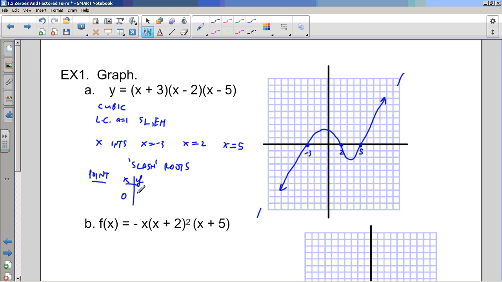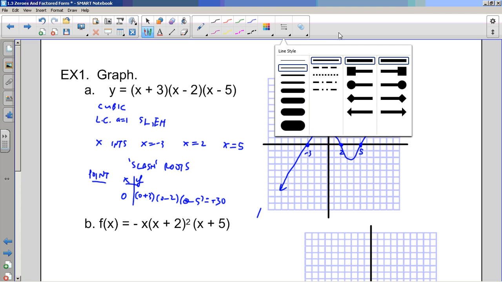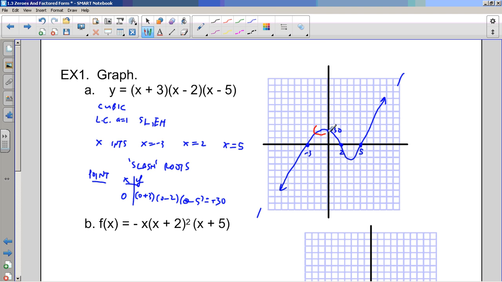When x is 0, y is, I'm just substituting in here, 3 times -2 times -5, which is positive 30. So even though the scale was pretty messed up, that's the point 30. And notice that this gives me a lot of detail to my graph. Great. Well, what don't I know? I don't know how far I went up there.